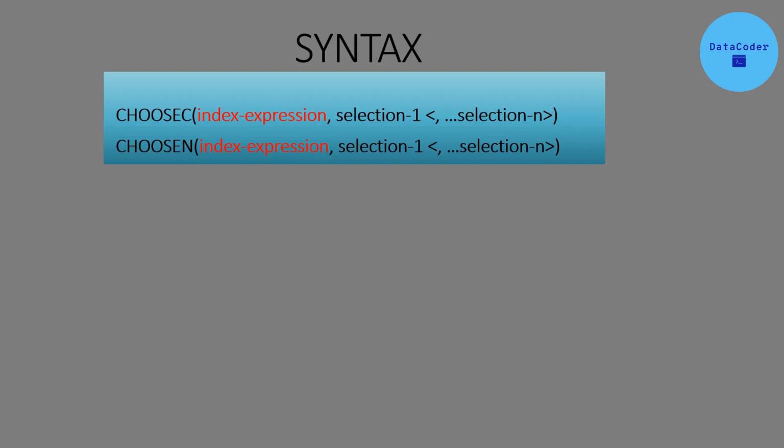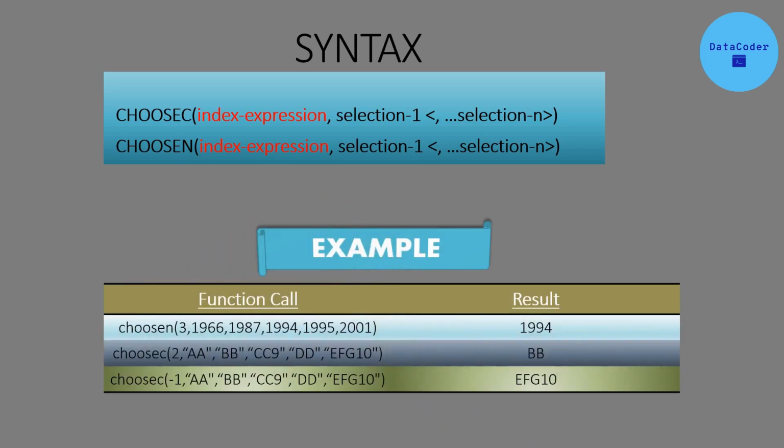So let's see the syntax. The syntax is CHOOSEC or CHOOSEN. The first argument is the index, and from selection 1, selection 2 we have the values, and based on the index we pass in the function call, we will get the value from selection 1 or selection 2 up to selection n. Let's see some examples.